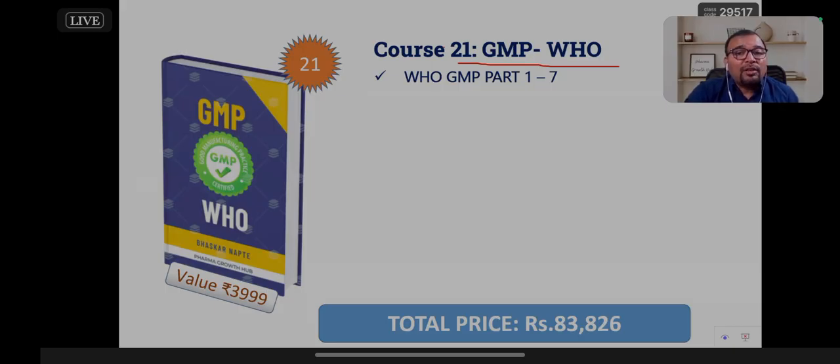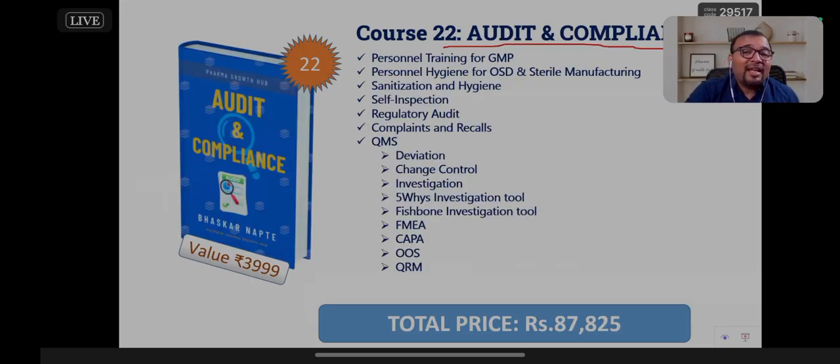The 22 number course talks about audit and compliance. So how these different bodies like USFDA, EMA, TGA, and VISA conduct the audit, and how you can be ready for audit every time will be discussed in the course number 22.